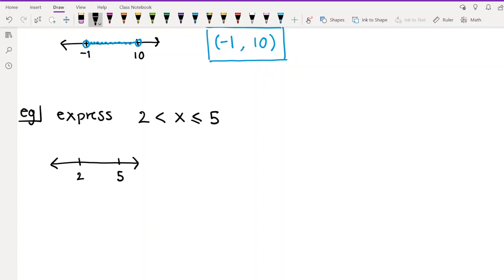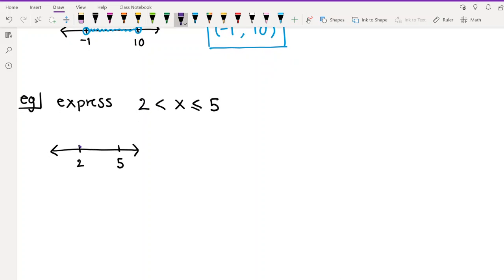And now we can start to shade stuff in. So in this case, because 2 is not included, we want to make sure that we put an open circle on 2. But 5 is included, and so we would put a closed circle on 5. And so then we shade between them because x is supposed to be between -2 and 5. And so as an interval, this would say 2 with a bracket, 5 with a parenthesis.